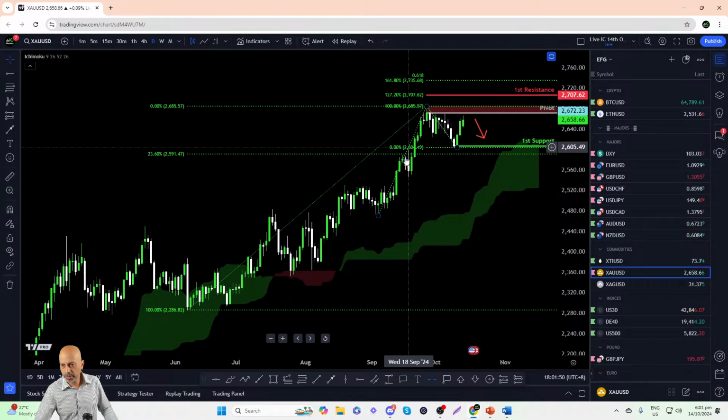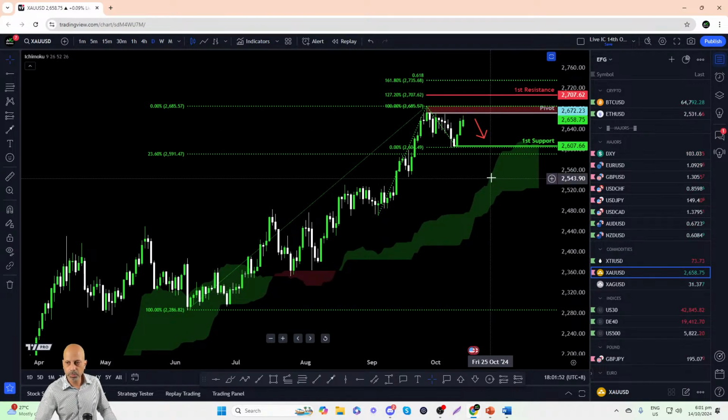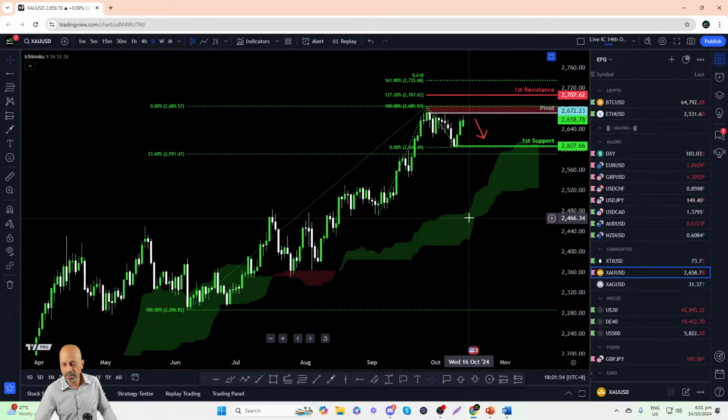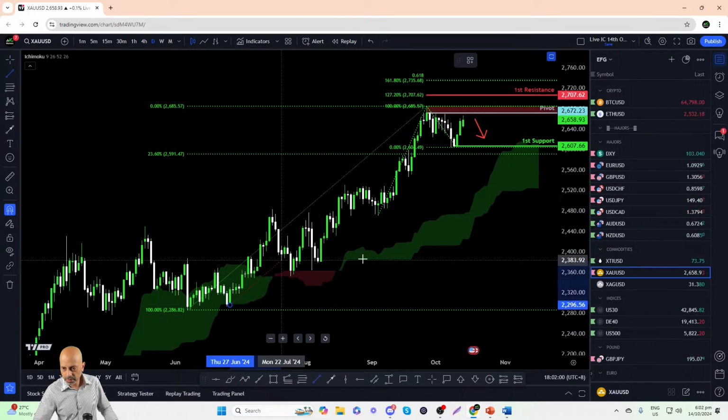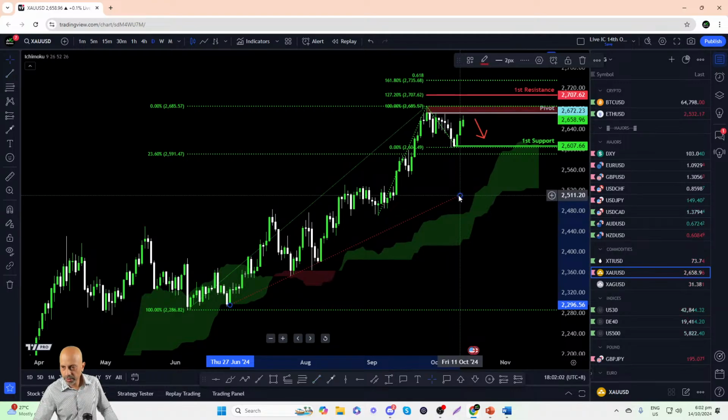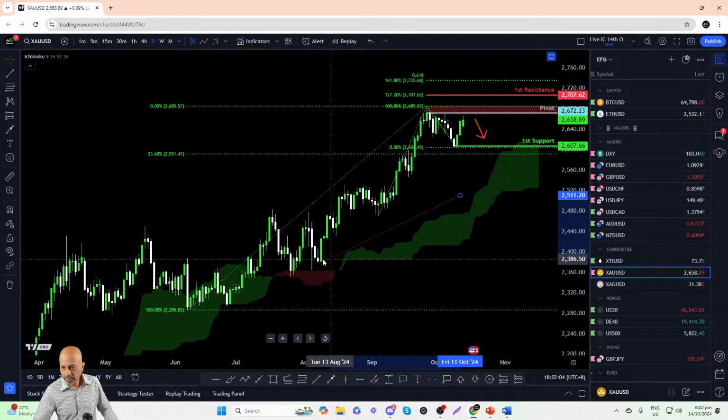And of course, price continues to trade above the bullish Ichimoku cloud, right? The cloud is green in color, highlighting the bullish momentum, and price continues to trade above the cloud as well.